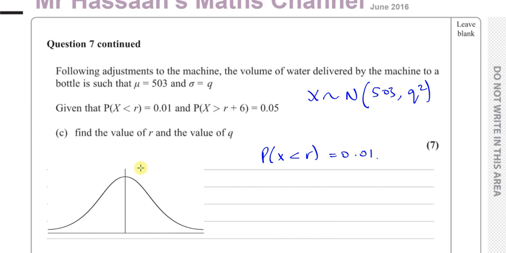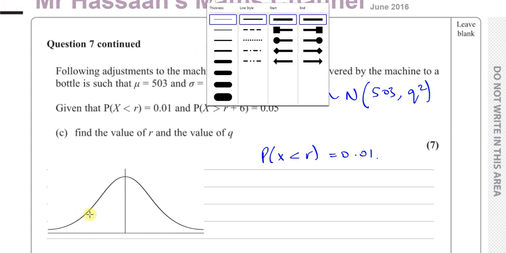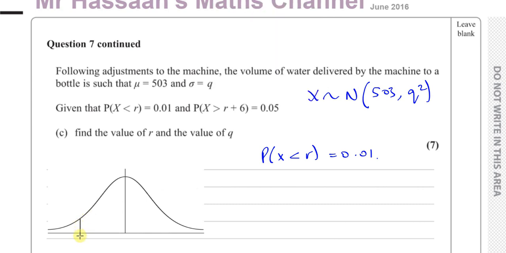So if the probability that x is less than r is 0.01, that means the area to the left of r is very small. So r can't be over here. It must be somewhere over here, somewhere on the negative side. Okay, let's say that r is over there, and the area to the left of it is 0.01. Now let's deal with that part first and then this part afterwards.